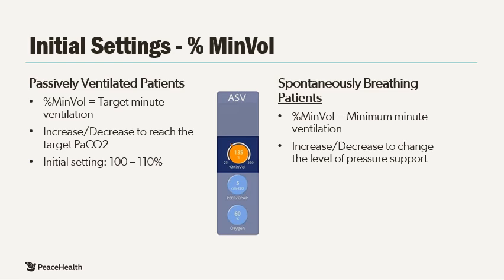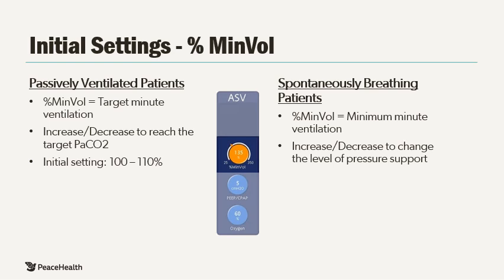So for passive breathing patients, this setting will create the target and actual minute ventilation. You can increase or decrease this setting in increments of 20% if increasing, or 10% if decreasing to reach the target PCO2 value. When initiating mechanical ventilation, start the patient at a value of 100 to 110% minute volume.